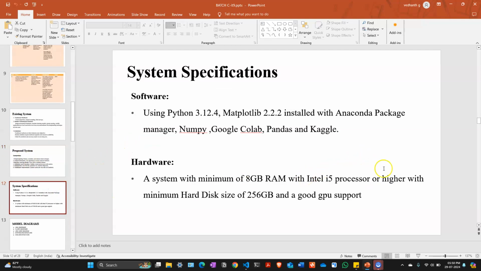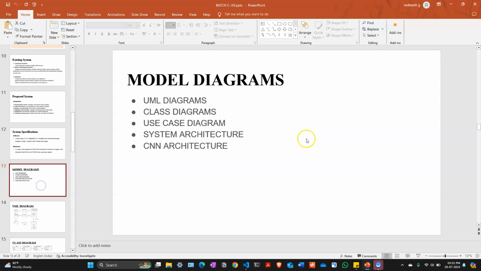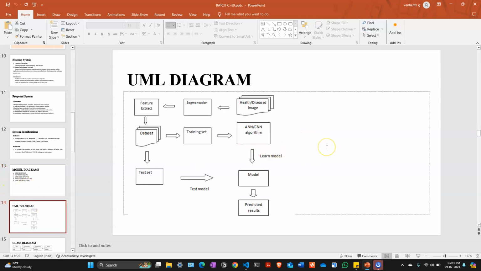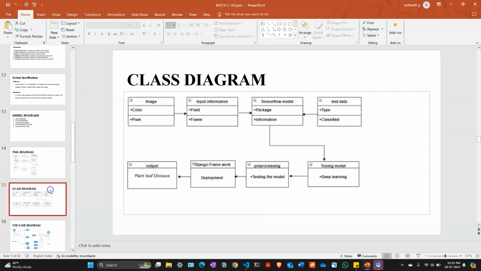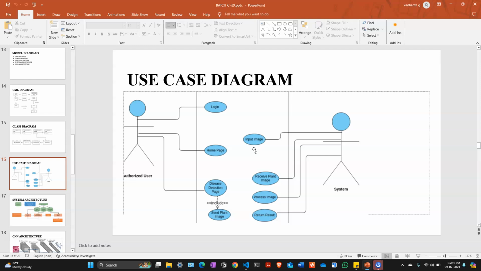Now moving on to system specifications, we used basic Python libraries for deep learning like TensorFlow, Keras, Scikit-learn, etc. The hardware requirements of our project are general requirements like 8 GB of RAM, an Intel i5 processor, etc. Now moving on to the model diagrams, we have used UML diagrams. UML diagrams give out how our project is laid out and how it runs in the backend. Now moving on to the class diagrams. Class diagrams show which part of the project is working on which sub part of it.